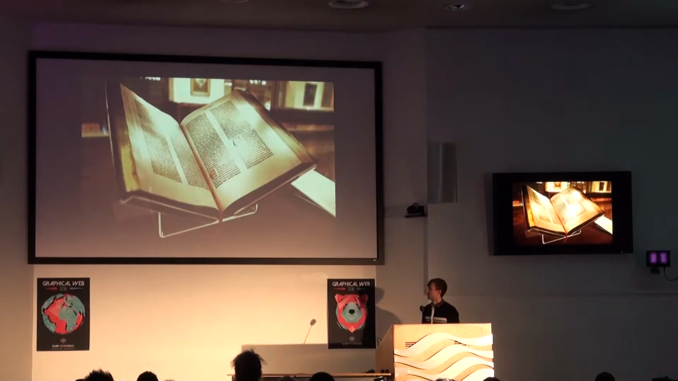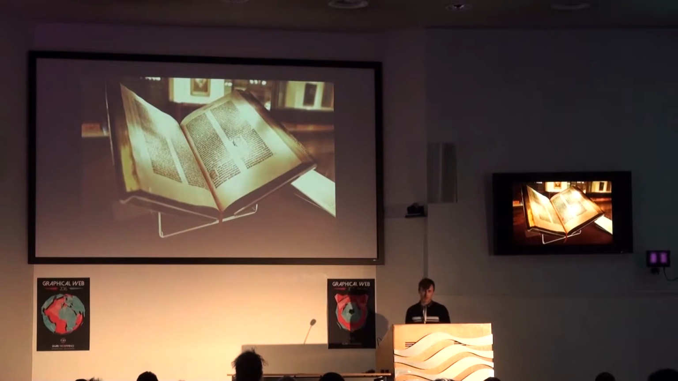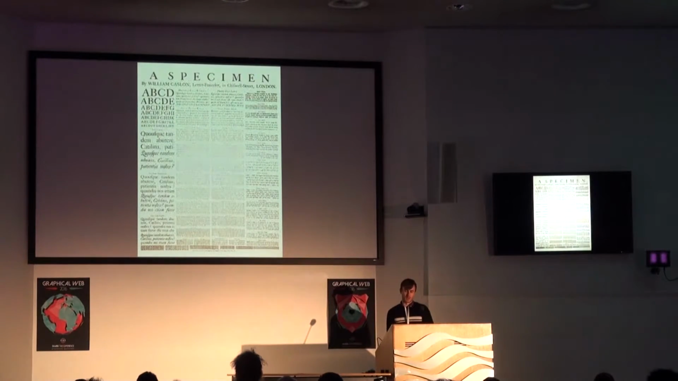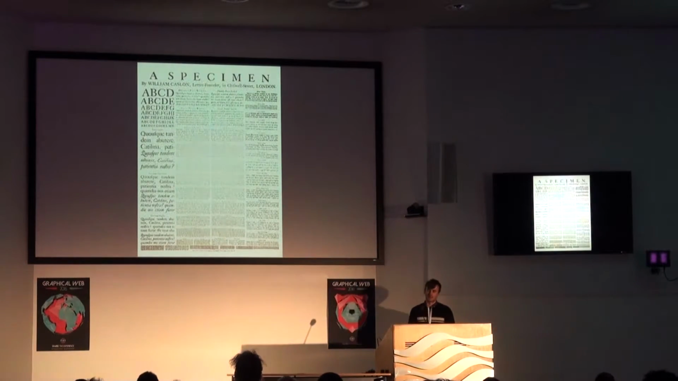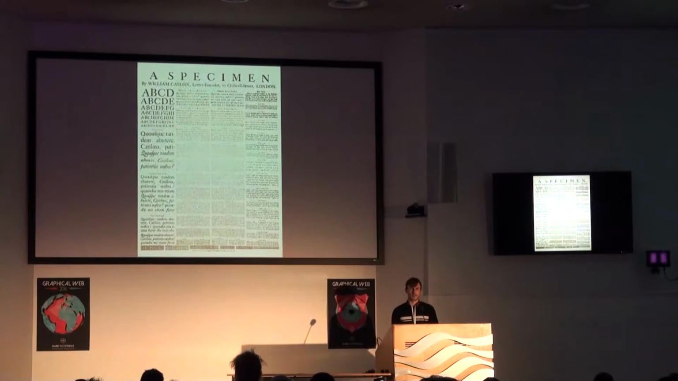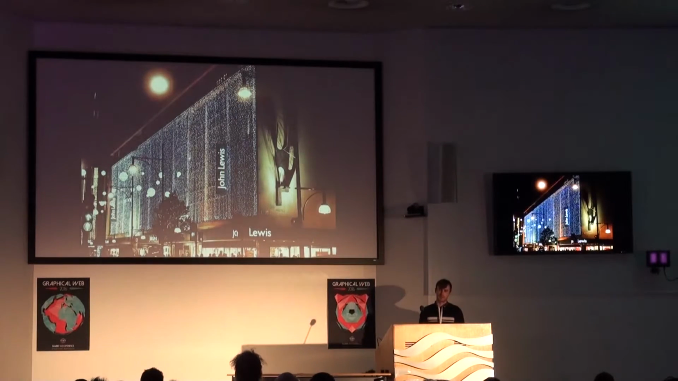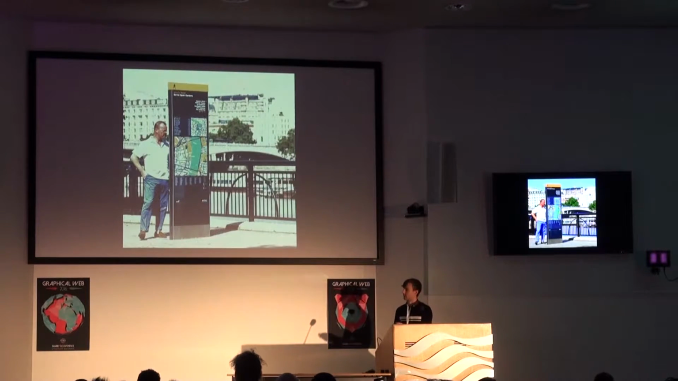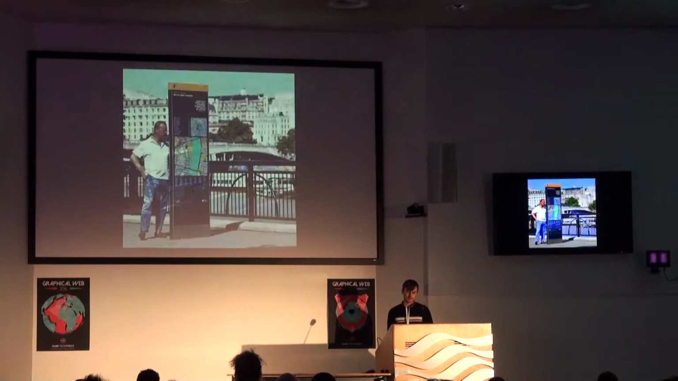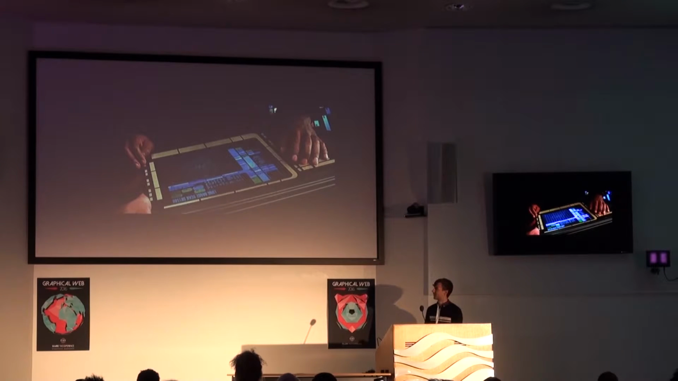So, as I said, when you think about typography, you might think about things like this, the Gutenberg Bible, or perhaps this, William Caslon's 1734 specimen sheet for one of his typefaces. But typography is all around us, it's everywhere. It's from the shop signs that we see as we're walking down the street, to the wayfinding systems in our streets, to the interfaces in science fiction television that we watch.